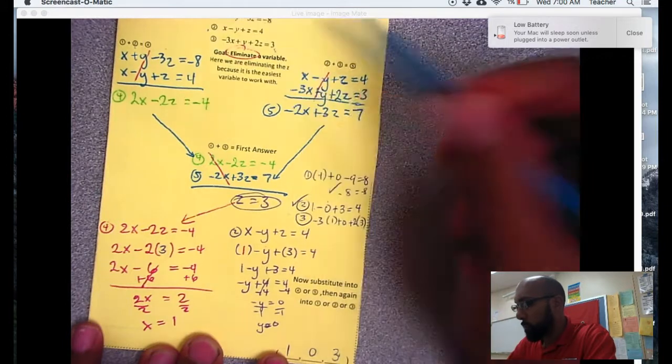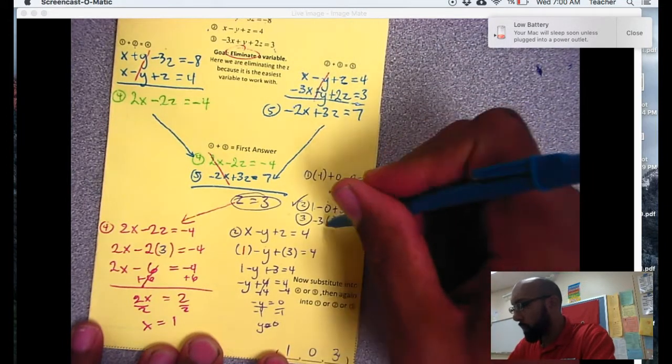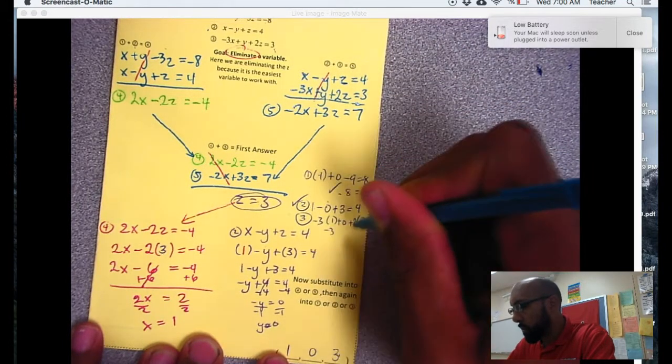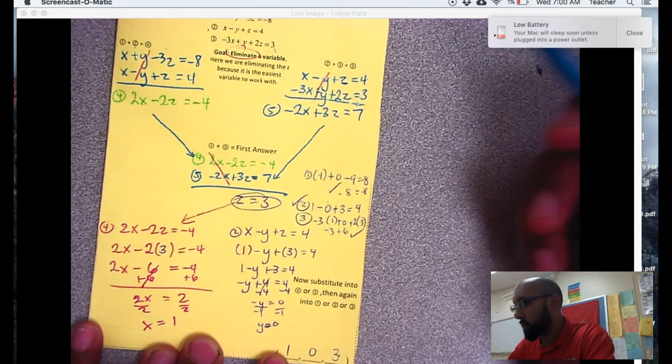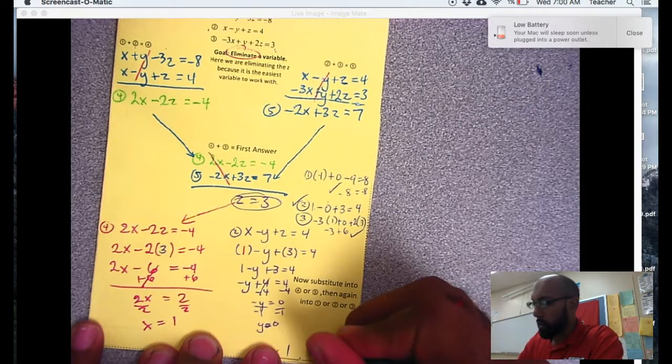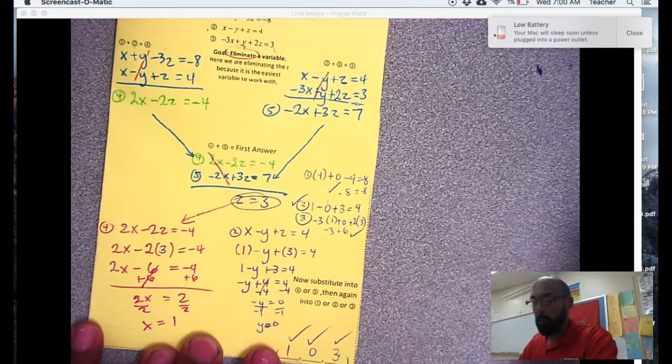I ran out of room. Okay, but I've got negative 3 here, and then plus 6. So yeah, that does work. That is equal to 3. So then I know this is correct, this is correct, this is correct.